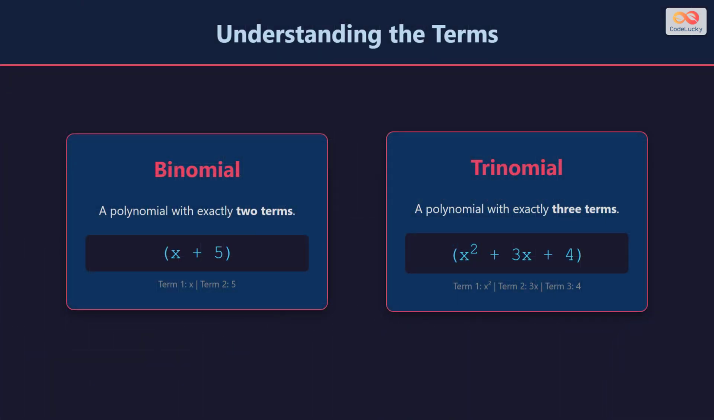Before we begin, let's clarify our terms. A binomial is a polynomial with exactly two terms, like x plus 5. A trinomial has exactly three terms, such as x squared plus 3x plus 4. Our goal is to multiply these two expressions together.